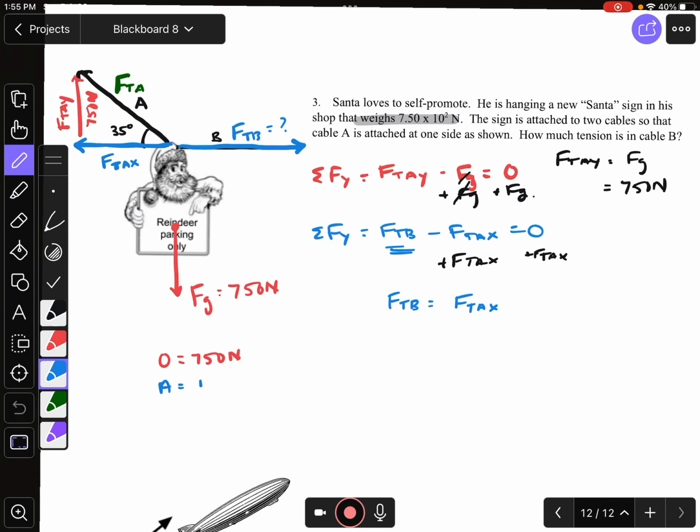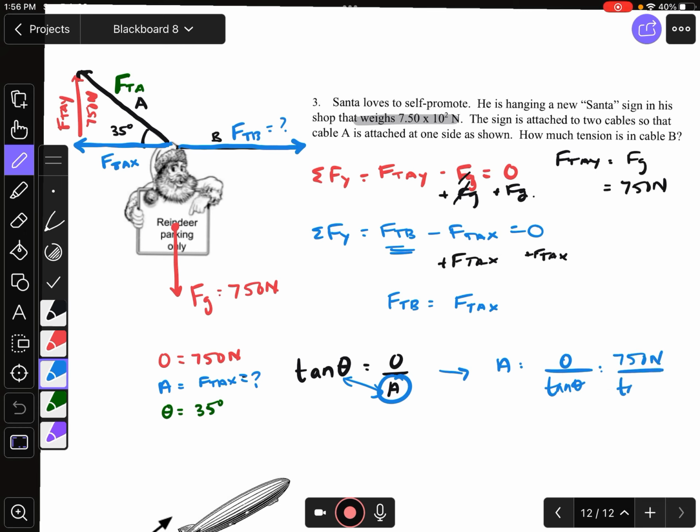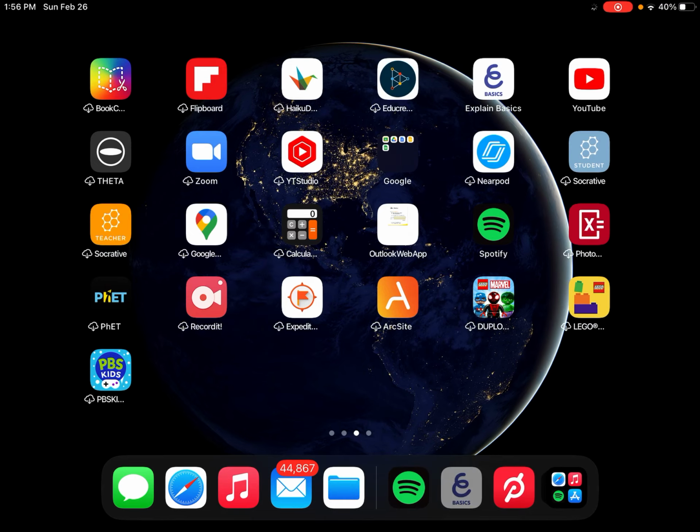Now that I have the opposite side of the triangle, the adjacent side of the triangle is FTAX, which is what we're looking for. We don't know the hypotenuse, but we do know that the angle is 35 degrees. So I have O and A, which means I can use the tangent function. I'm looking for the adjacent side, so I just need to solve this equation for the adjacent side. To do this, I'm just going to flip-flop these two. The adjacent side is equal to the opposite over tangent theta. Opposite side now is 750 divided by tangent of 35 degrees. Now, please make sure you have parentheses on the bottom, just in case.